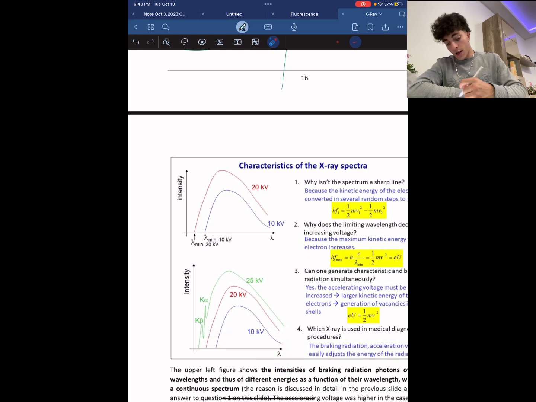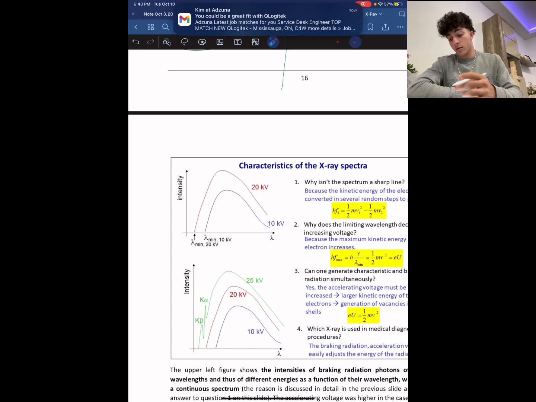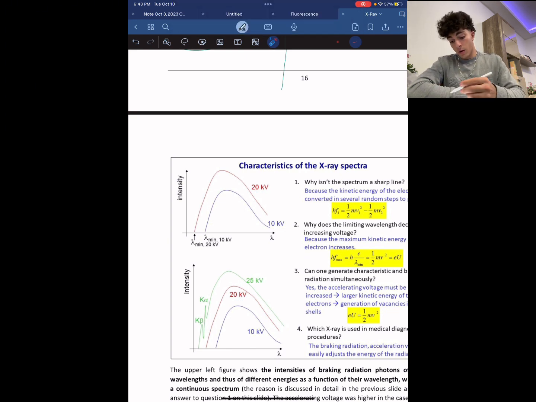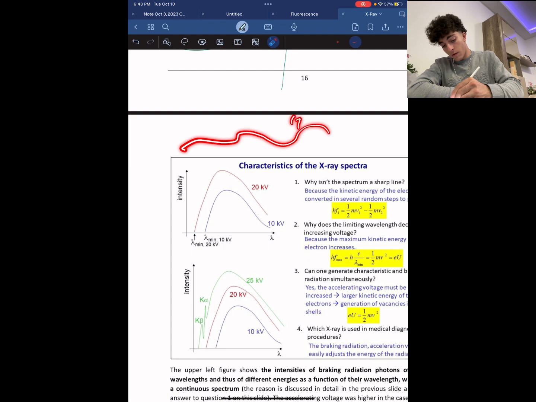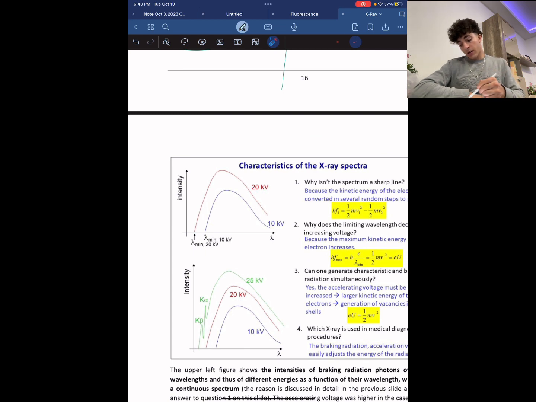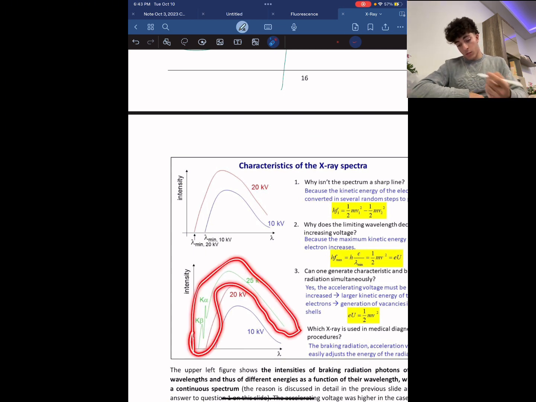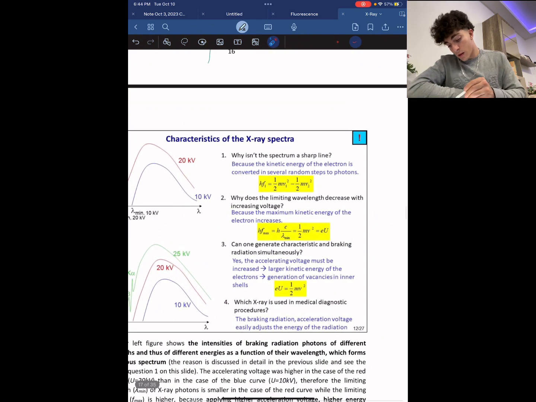But for braking, it's kind of on a random step, and it's what we use for medical diagnosis mostly, because you need lower energies. It's continuous. Happens in a lot of random steps. It can go like this, emit photons here, there, creating the X-ray. Okay? Question is, can you have both? Yes, you can. Look, right here. You can have both. So, we're going to do the questions real quick.